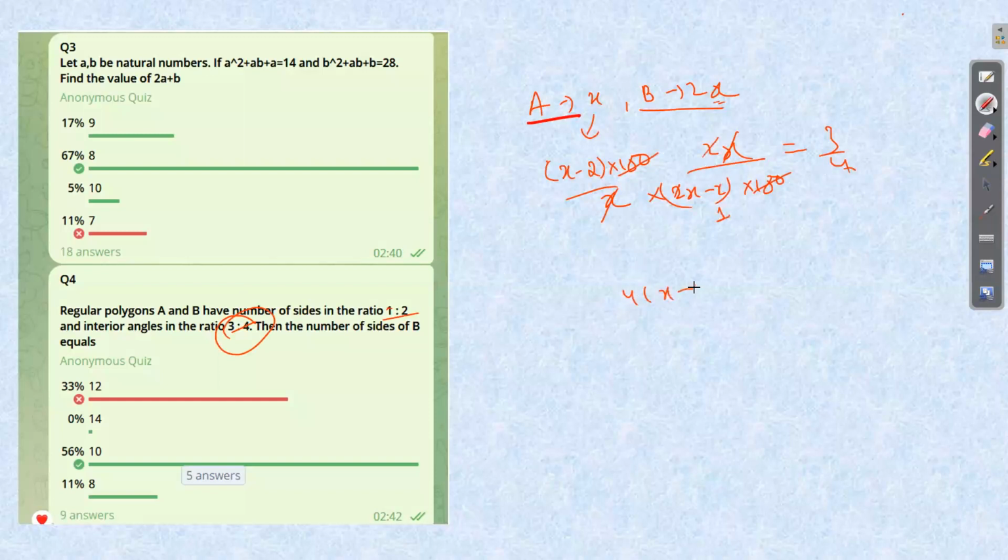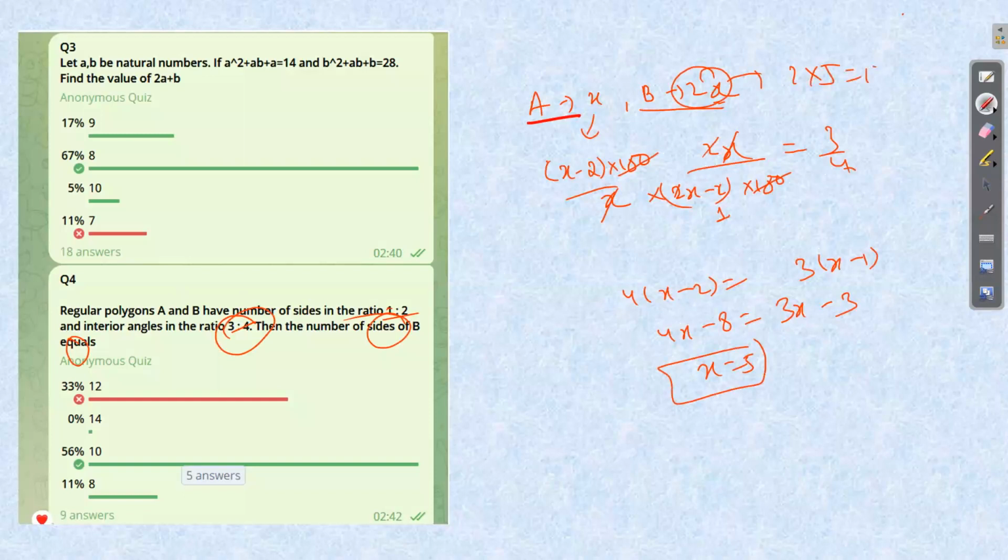Now 4 into (x minus 2) equals 3 into (x minus 1). So 4x minus 8 equals 3x minus 3, so x equals 5. Now the question is the number of sides of B. The number of sides of B is 2x, so 2 into 5 equals 10 is the answer. That's it, done.